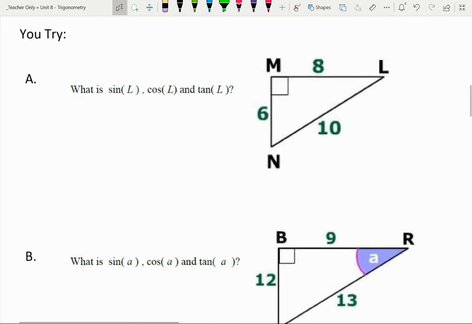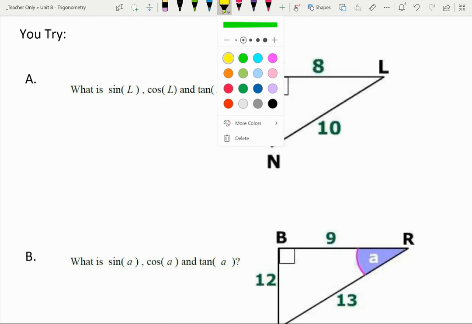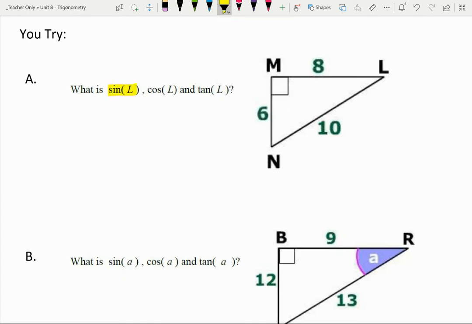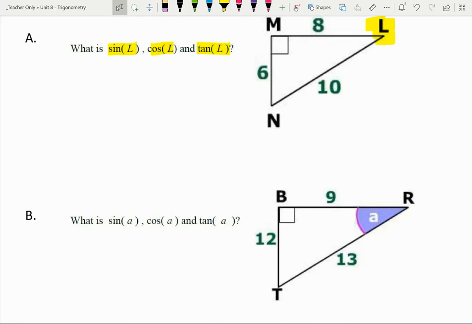Example A will ask you to find the values, the sine, the cosine, and tangent of L, and then have you check your answers here and walk through them with me. Example B will have you try those, and I will show the answers here, and you can always follow up with me if you have further questions.